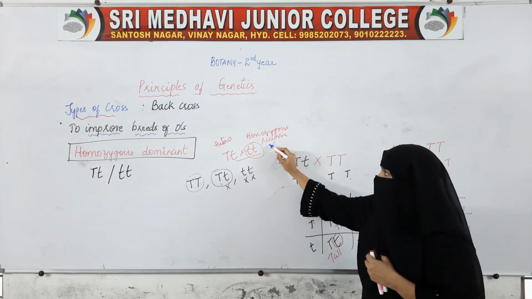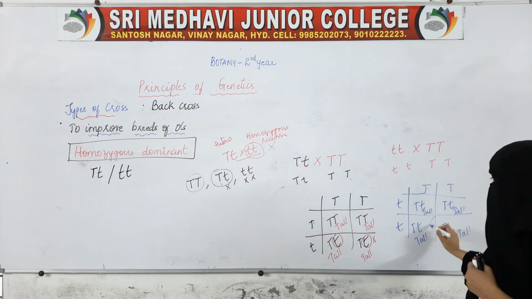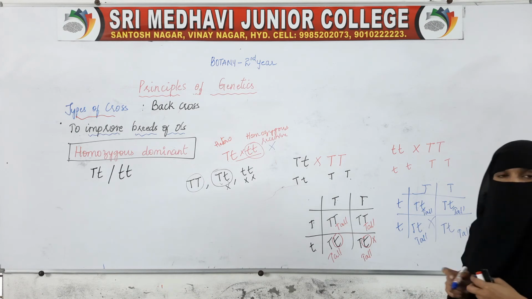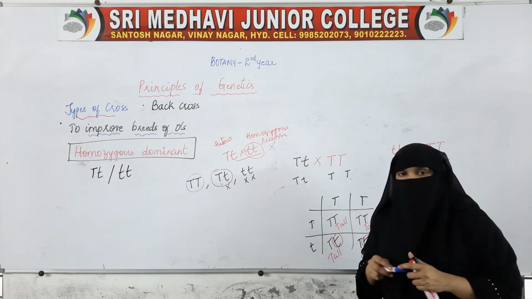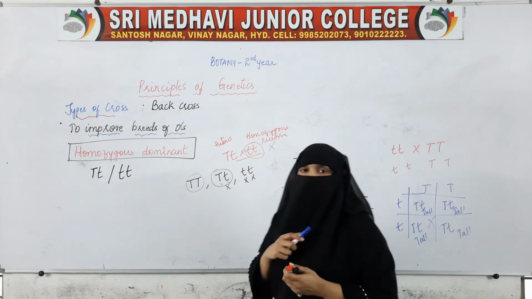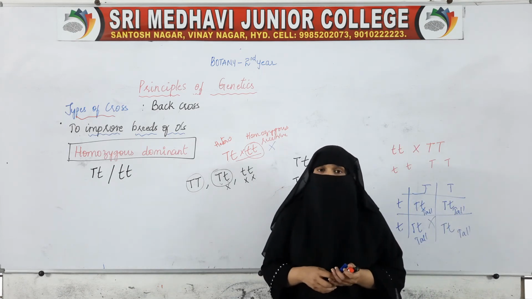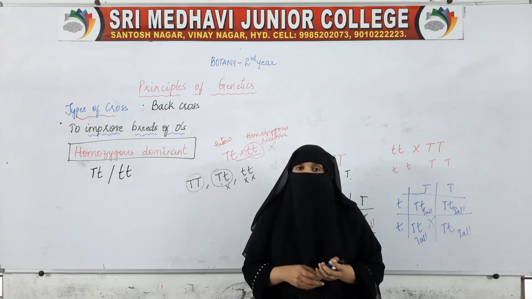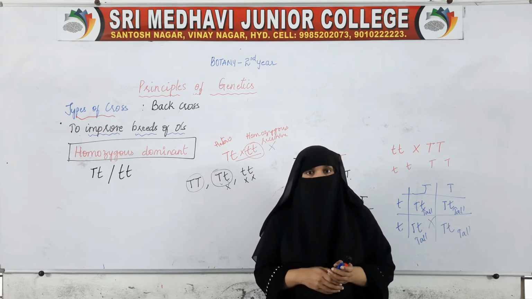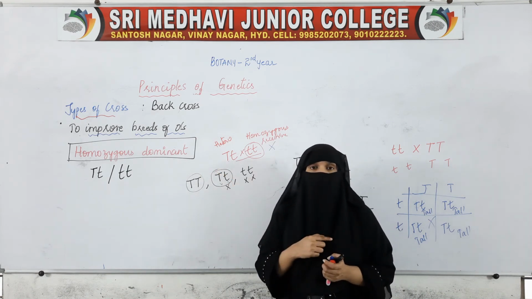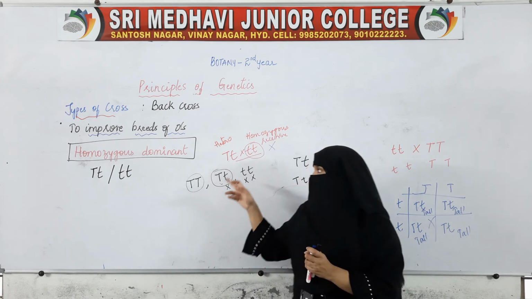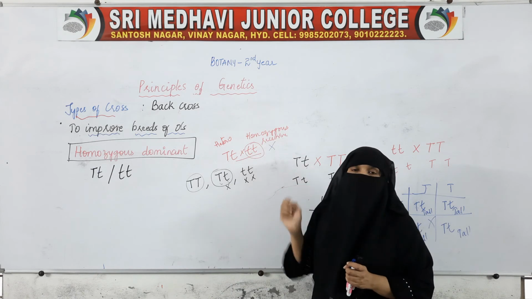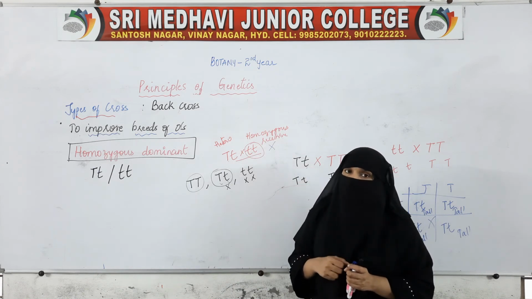There is no dwarf plant. There is no recessive character. Recessive character is not expressed. So if you want to improve the breed, that is, if you don't want any recessive character to be expressed, then we do back cross to improve the breed. How are we improving the breed? By removing the recessive characters, homozygous recessive characters.